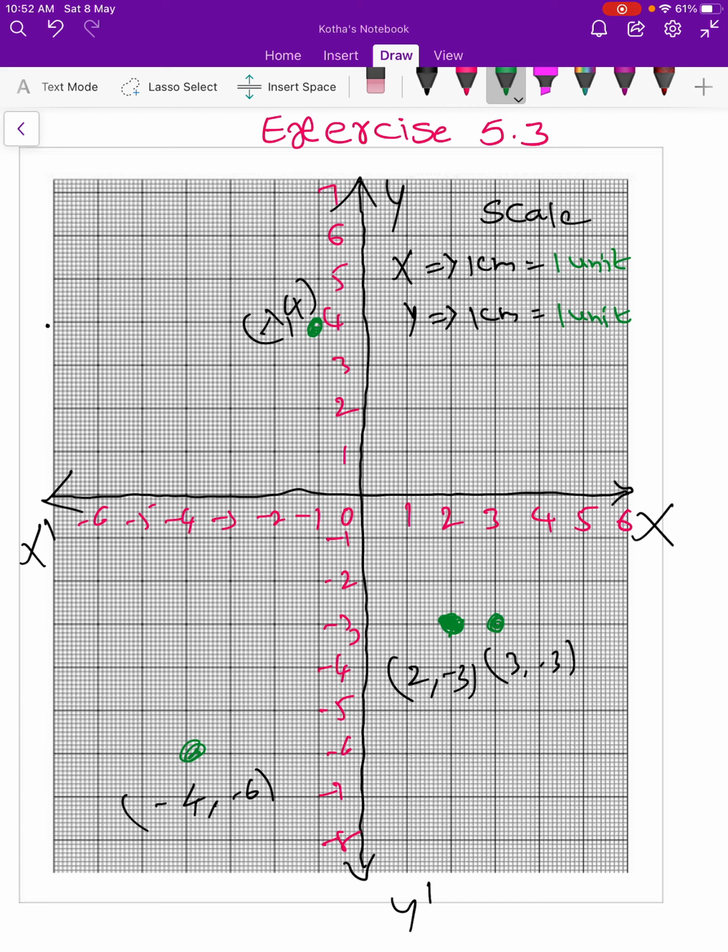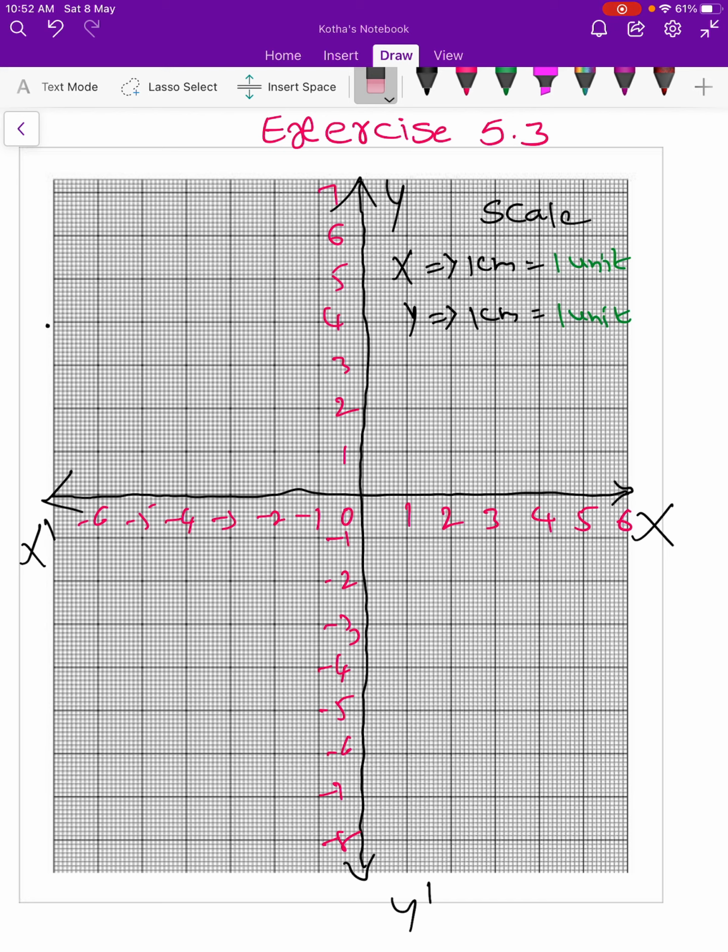Next, let us check the second bit. So the first bit is completed. Now let us move to the second bit. I'll keep the graph as well as the numbers, everything the same. I'll just remove this. Anyway, the scale is also the same.